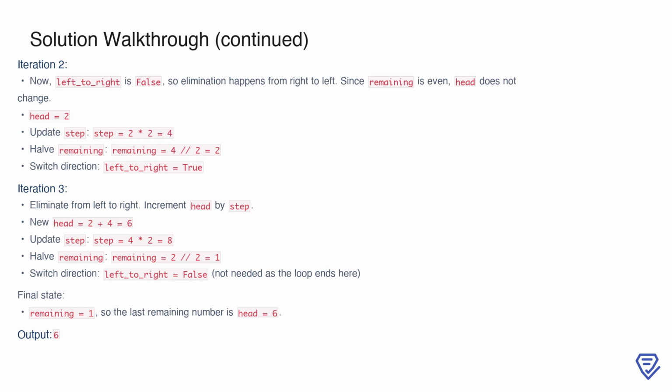The step size doubles to 8, and the number of remaining elements is halved to 1. At this point, the loop ends because only one element remains. The final state shows that the last remaining number is 6.